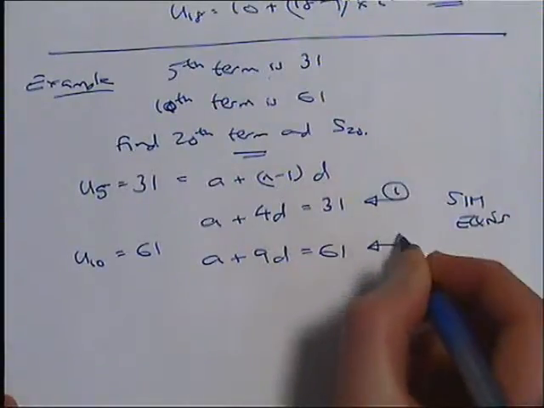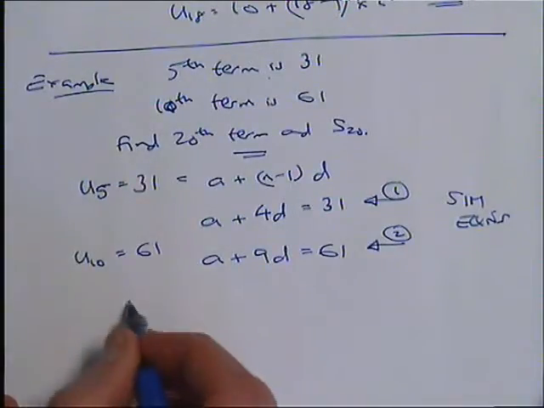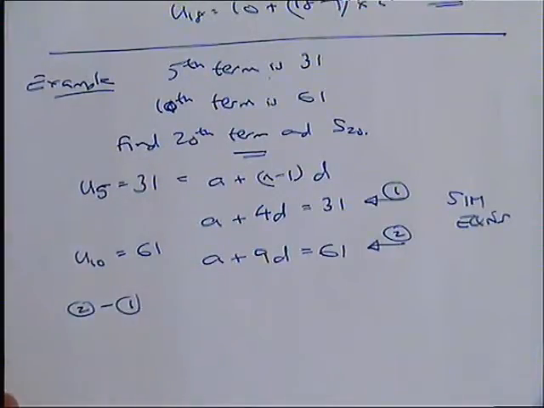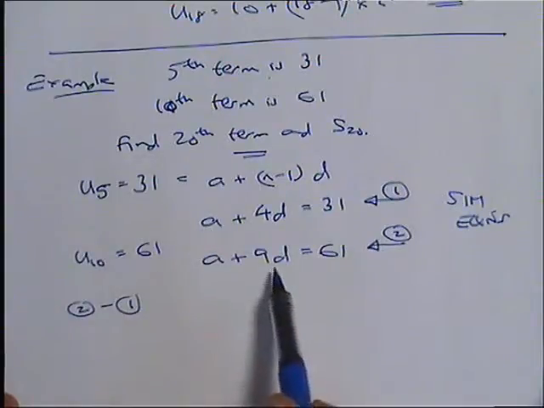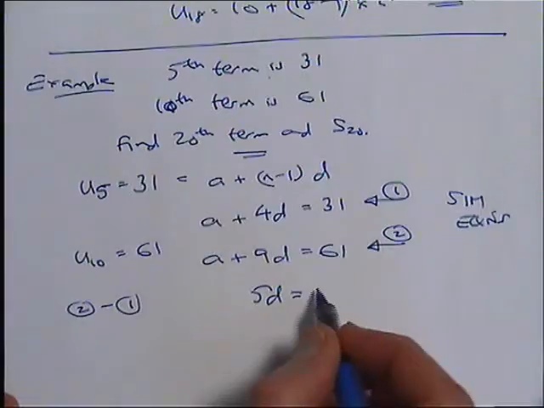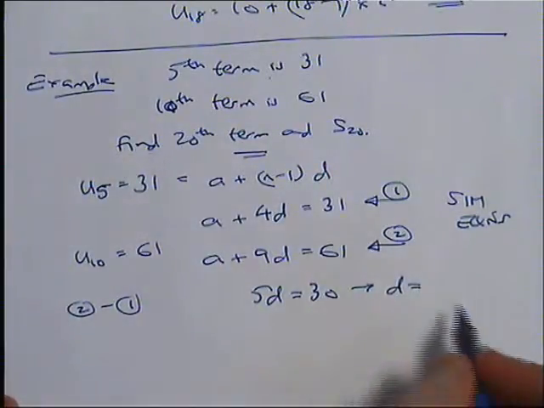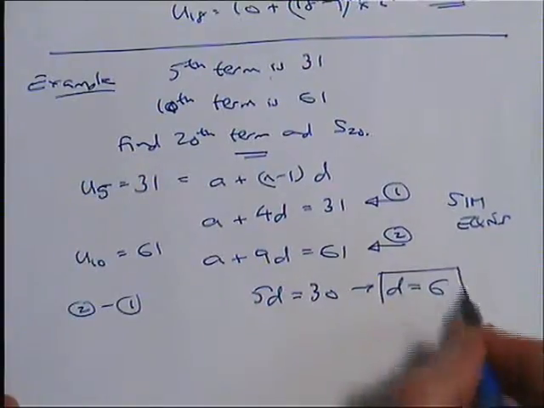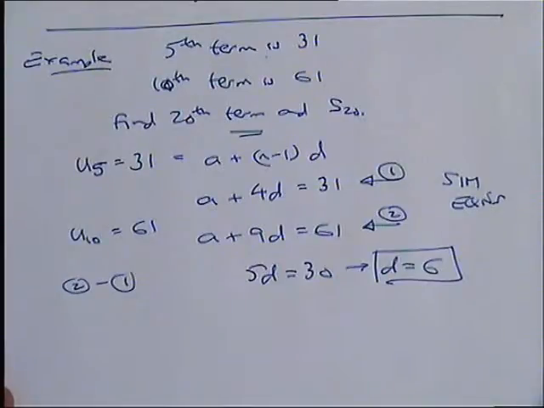I'll call that equation 1 and that equation 2. If we're doing this without a calculator, what do I do to solve these simultaneous equations? Take away 1 from equation 2, okay? If I do equation 2 take away equation 1, A take away A is nothing, 9D take away 4D is 5D, and 61 take away 31 is 30, so that tells me that D is equal to 6, okay? So that's a useful bit of information. Now I know what D is equal to, what can I do from there?